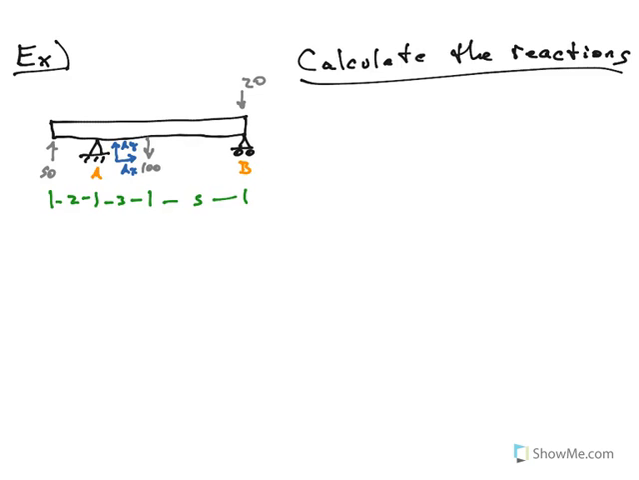Now what about at B? What are the possible reactions at B? Well, B is a roller, and I know there's only the perpendicular reactions, and so that's going to be a vertical reaction. Again, I'll go ahead and guess that the vertical reaction at B, BY, will be upwards. All right, so now I know what I need to solve. I need to solve AX, AY, and BY. That's my three unknowns. What equations do I have to be able to solve these unknowns?